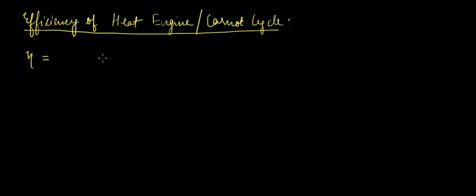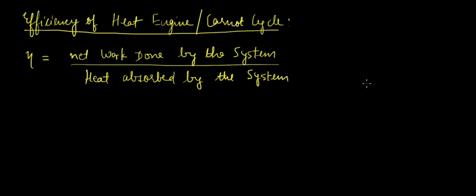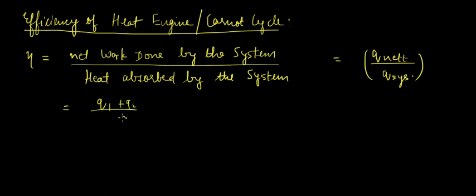So efficiency can be written as net work done by the system divided by heat absorbed by the system. Okay. So this can be written as Q net divided by Q system as well. Okay. So work done by the system is Q1 plus Q2 and heat absorbed by the system is Q2 from the graph which we saw in the previous lecture.